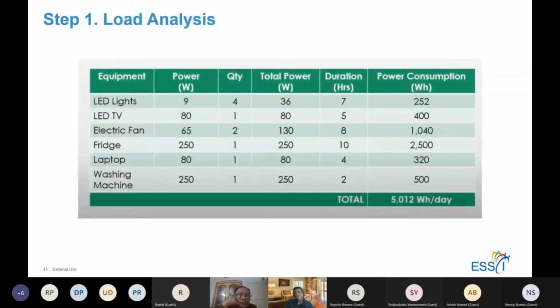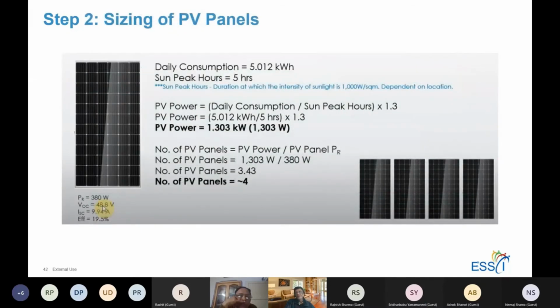So I've filled it out with something. Okay, and it gives me that I will have a consumption of 5 kilowatt hour per day for this particular home, which has 4 lights, one LED TV, 2 electric fans, a fridge, a laptop, and a washing machine. Okay, and well, you know the total consumption, so you can do the sizing of the panels.